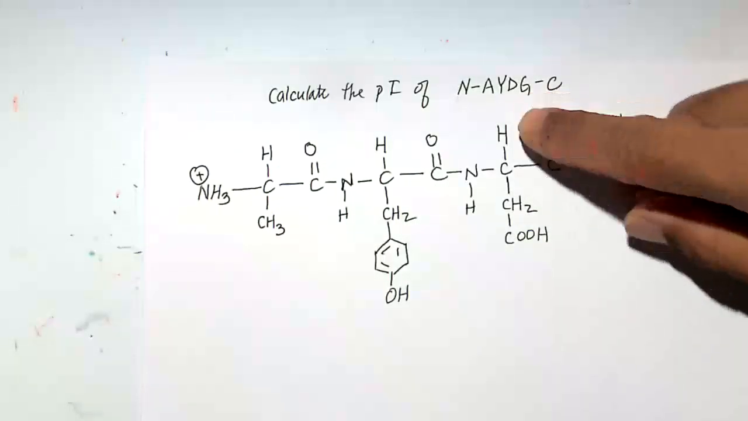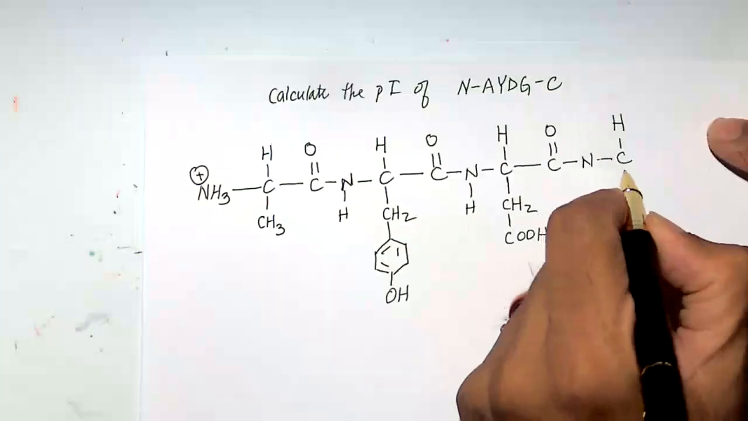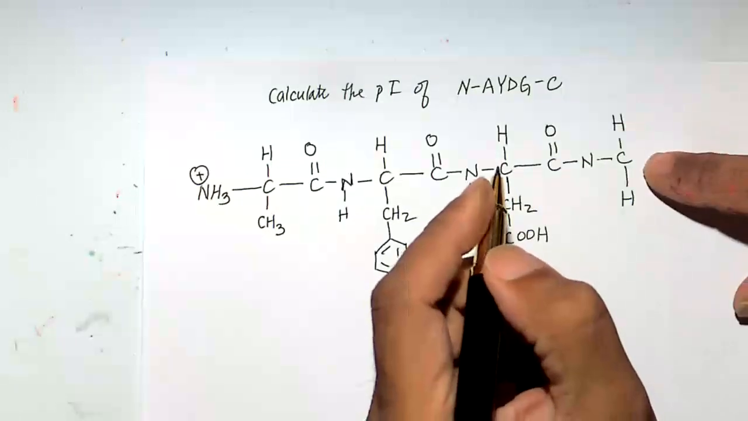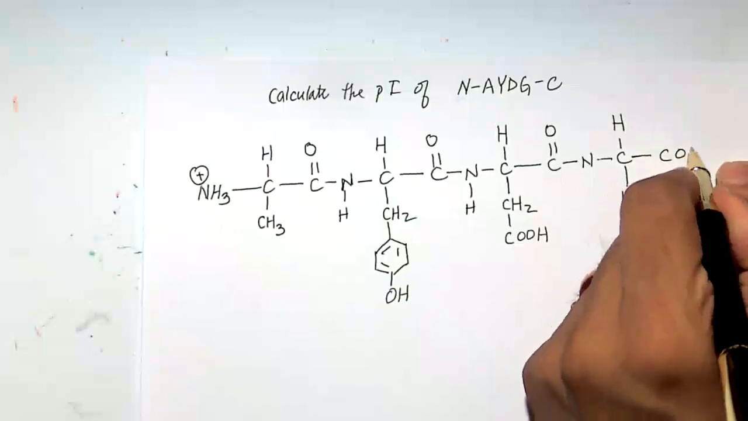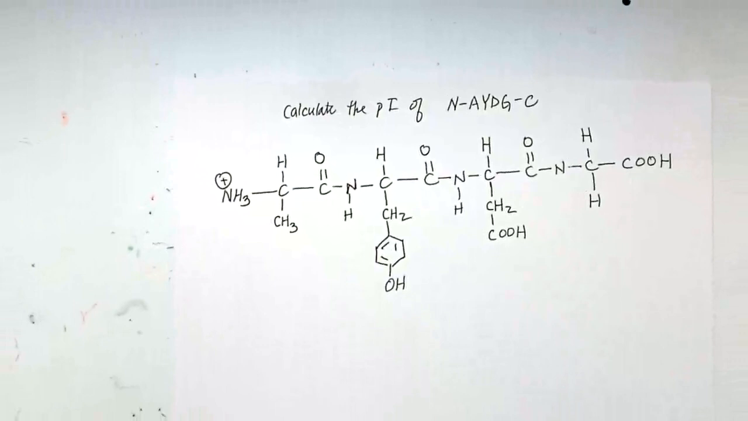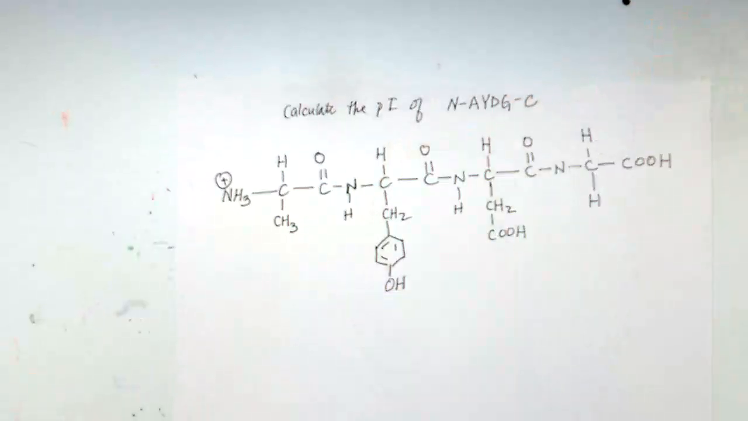Alpha carbon of glycine. And what's the side chain of glycine? Side chain of glycine is just H, correct? Remember? And then COOH. This is not the PI. I'm just drawing it all out.